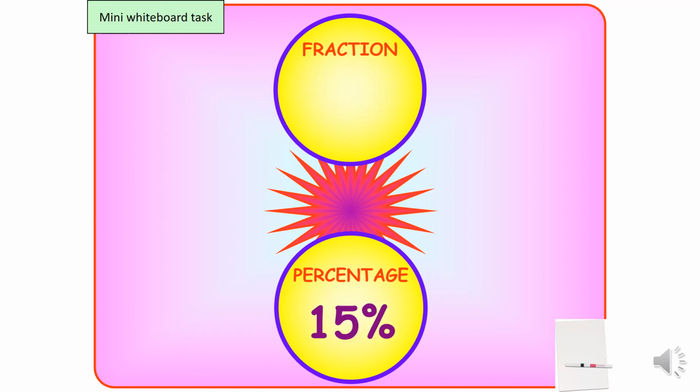Can you please, on a piece of paper or a mini whiteboard, convert 15% into a fraction? Once you have finished, come back. Welcome back. So 15% as a fraction: I'm going to take the percentage 15, put it in the numerator, out of 100, and the highest common factor of 15 and 100 is 5, so I'm going to divide top and bottom by 5, and I get 3/20. The answer is 3/20.